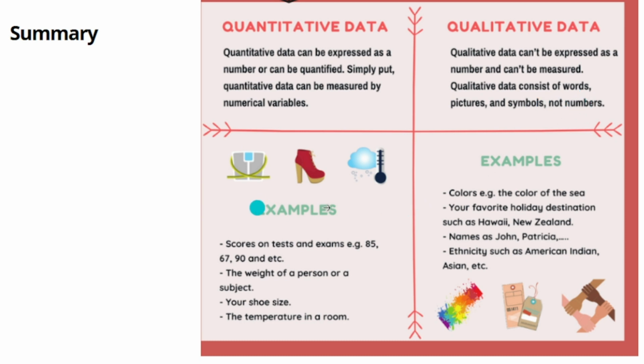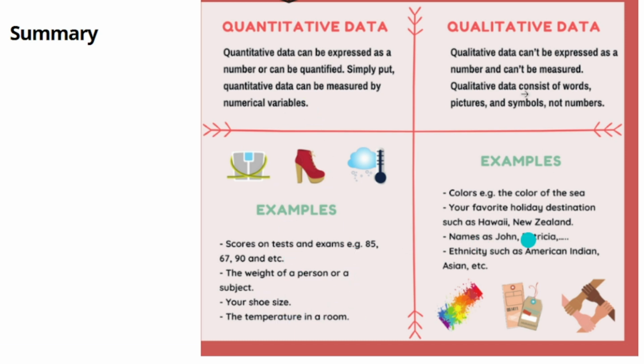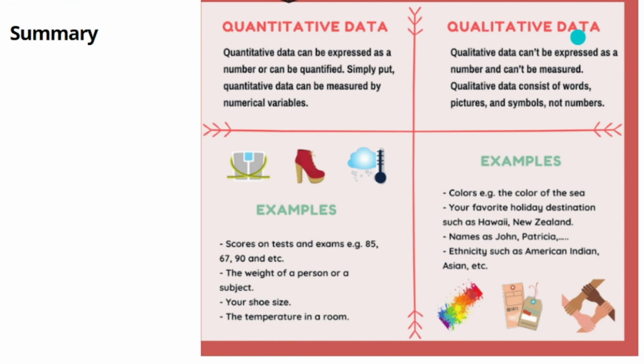As I told you, the scores of your test and exam, the weight of the person, your shoe size and the temperature in a room are examples of quantitative data, whereas the qualitative data are your color, the name of the person, the ethnicity, etc. So here is a brief summary about what we have seen as quantitative data and qualitative data.